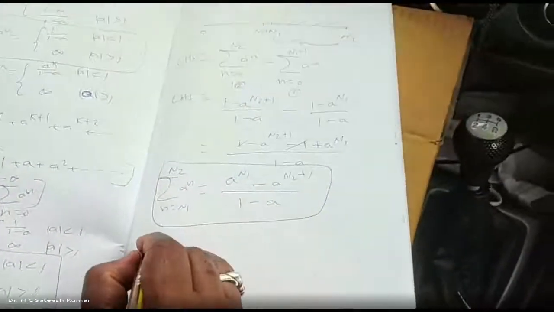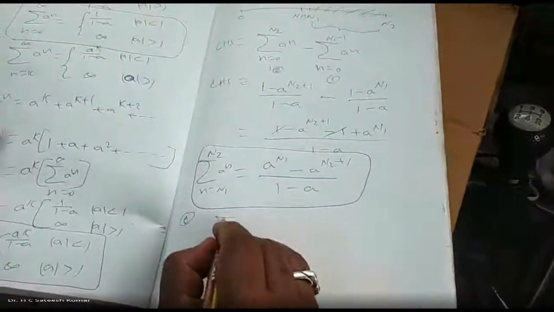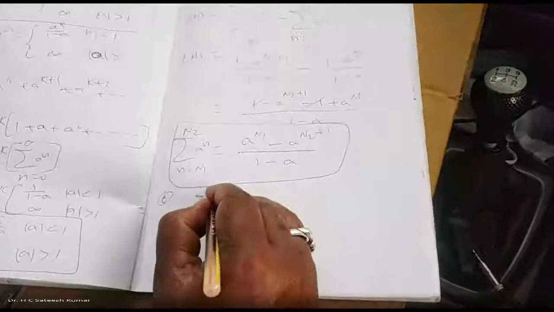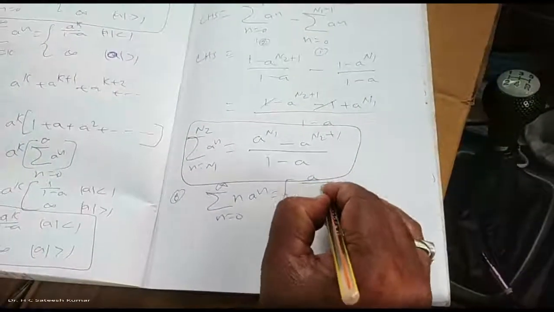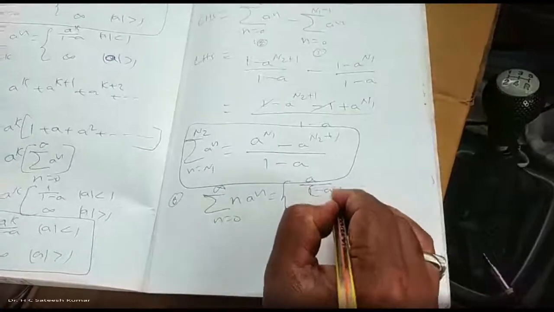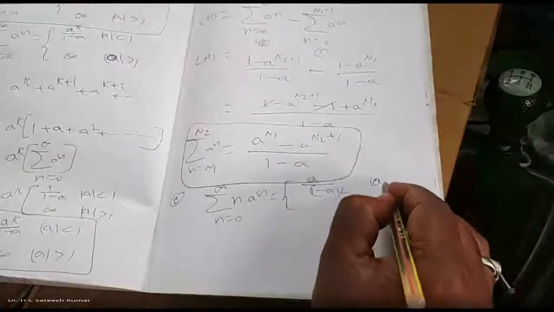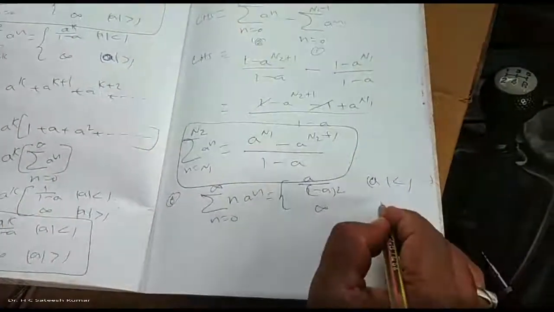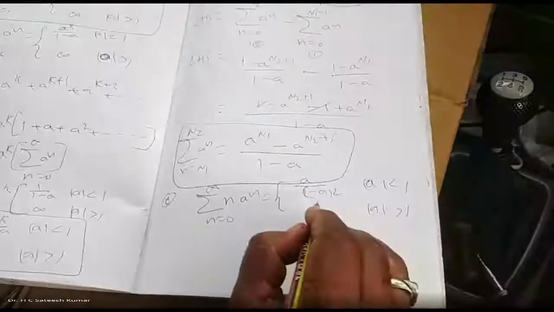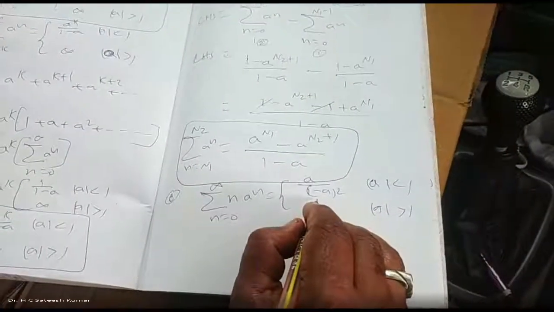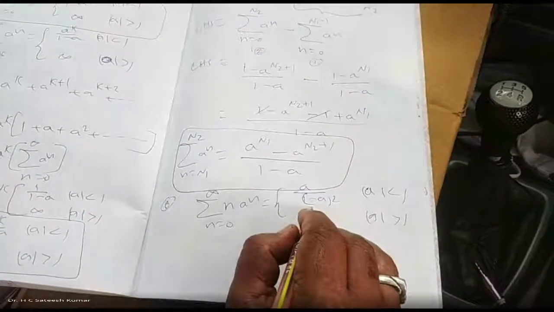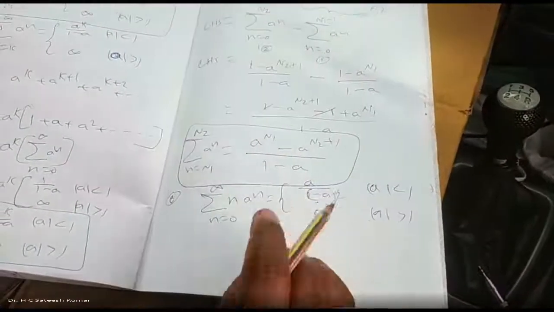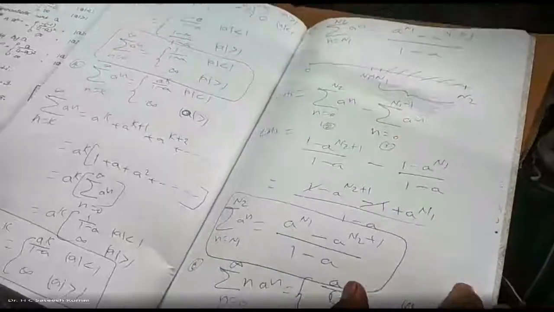And the sixth one: summation n varies from 0 to infinity n into a power n is equal to a divided by 1 minus a whole square for magnitude of a is less than 1 and is equal to infinity for magnitude of a greater than 1. So these results are very, very important while solving problems. Without that, many discrete problems we cannot do. Therefore, we should take care of this formula.